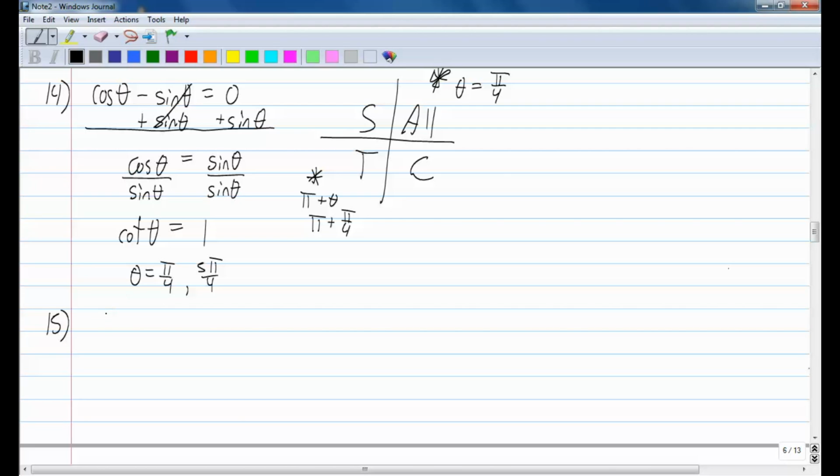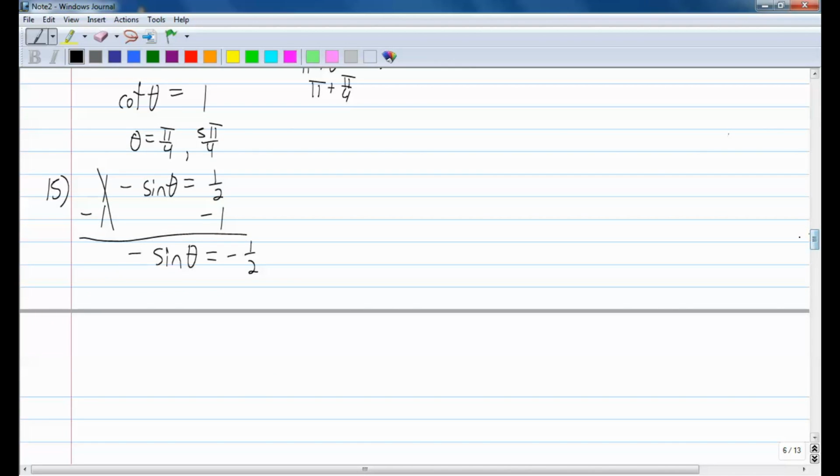Alright, number 15. 1 minus sine theta equals 1/2. Alright, to get sine of theta by itself, I'd first move the 1 over. So you have negative sine theta equals 1/2 minus 1, which is negative 1/2. But we don't want negative sine theta, we want sine theta. So we have to divide both sides by negative 1. So I'd have sine of theta is equal to a positive 1/2.